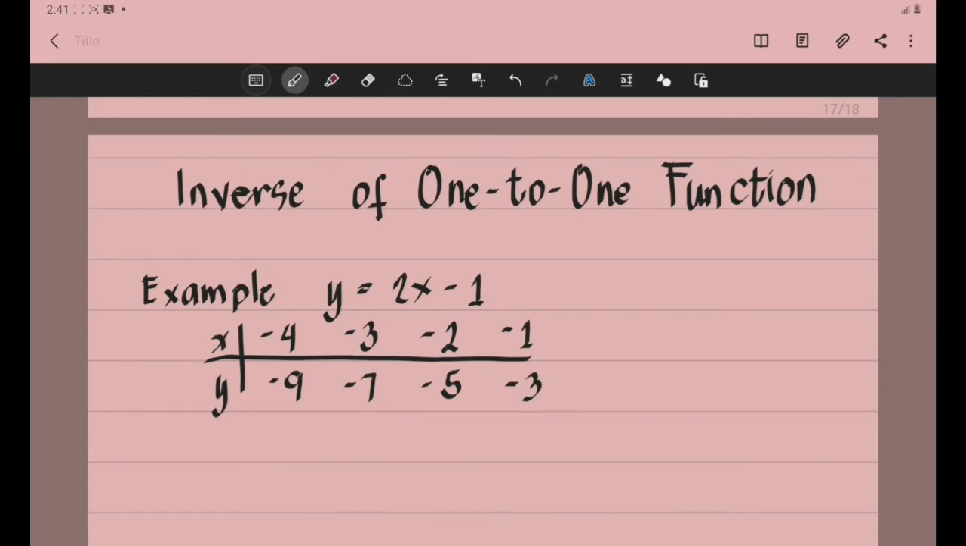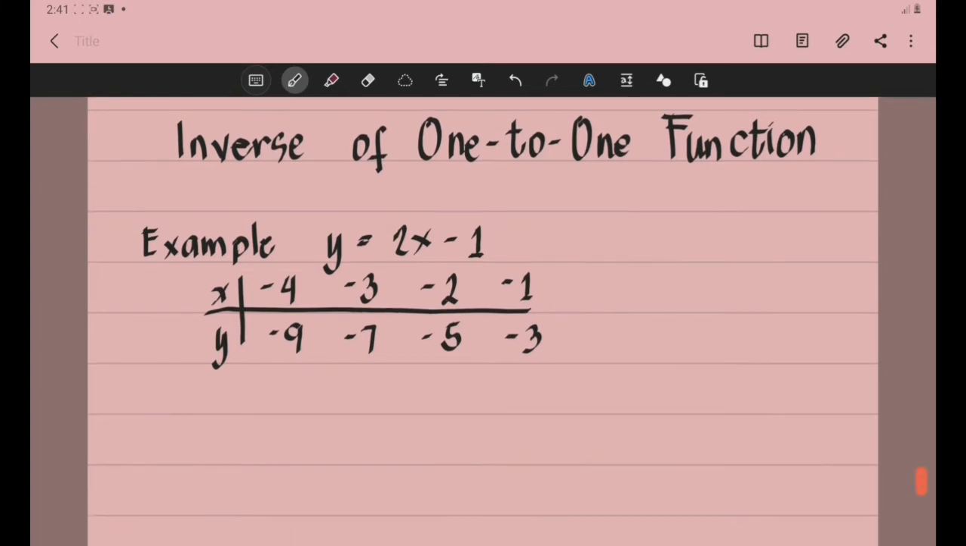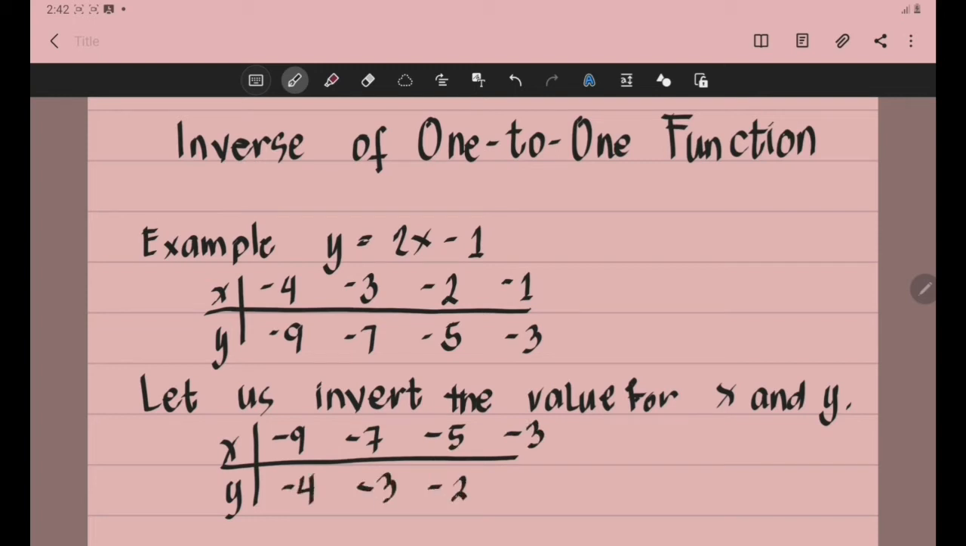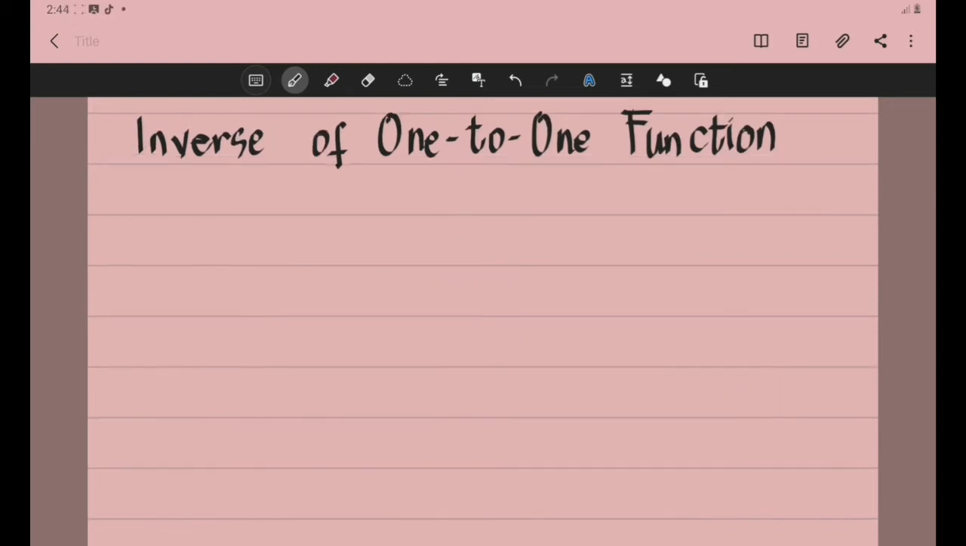Let us proceed with the inverse of one-to-one function. So our example here is the equation y is equals to 2x minus 1. So ito yung table of values niya. So let us invert the values for x and y. So the table shows that the x and y values of a one-to-one function are interchanged. The result is also a function. But if the x and y values of a function that is not one-to-one function are inverted, the result is no longer a function.